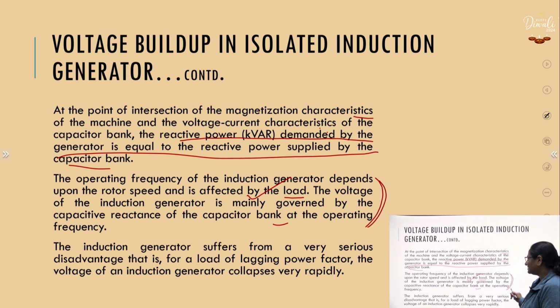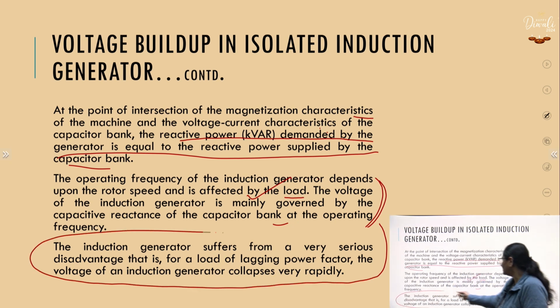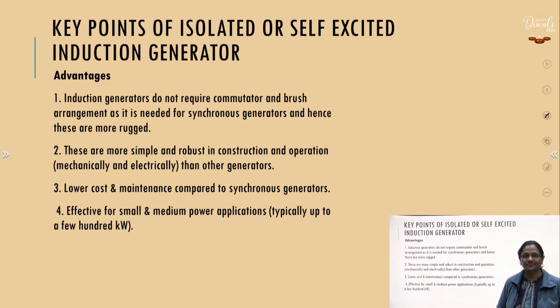Now, this self-excited or isolated induction generator suffers from a very serious disadvantage: for a load of lagging power factor, the voltage of the induction generator collapses very rapidly because of the large voltage drop. Now, here are certain key points related to the isolated or self-excited induction generator. What are the various key points?